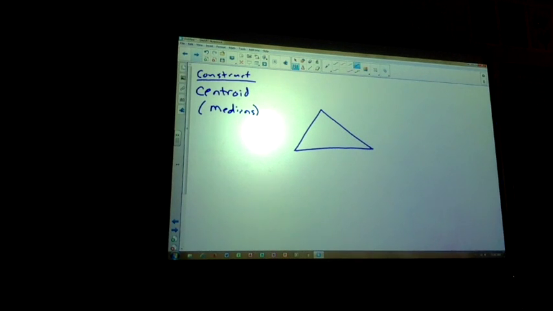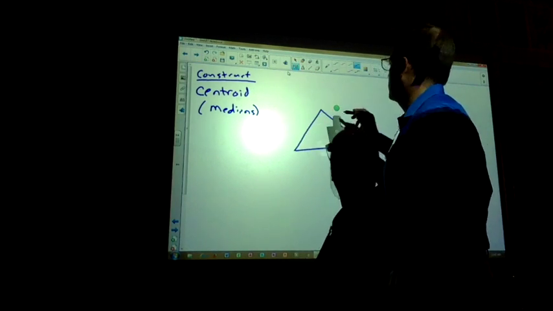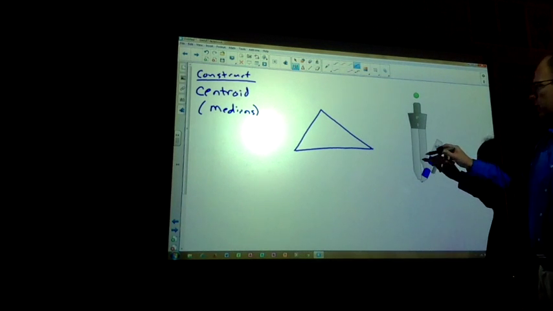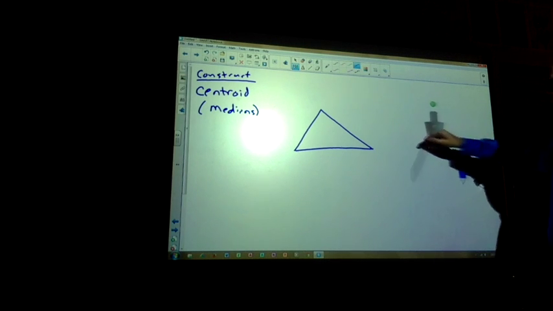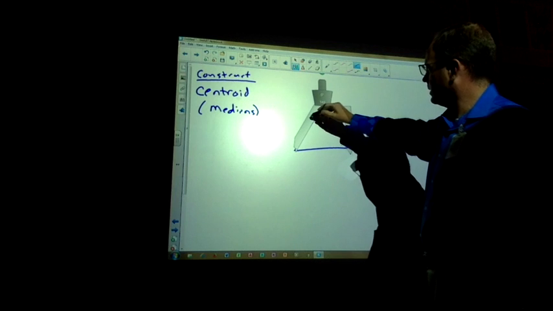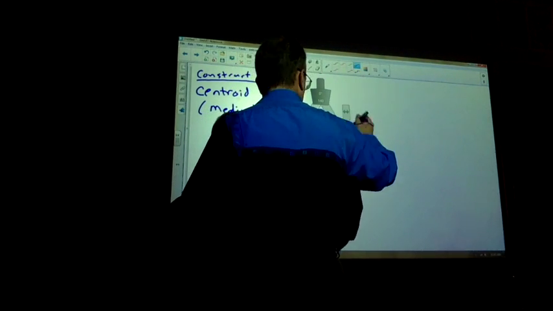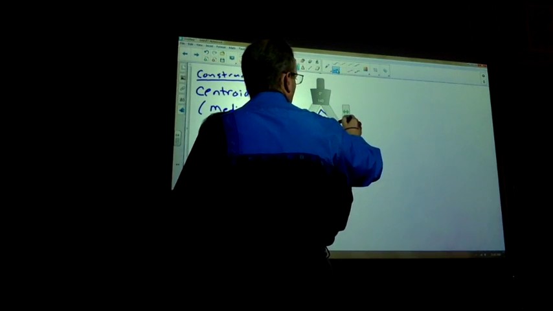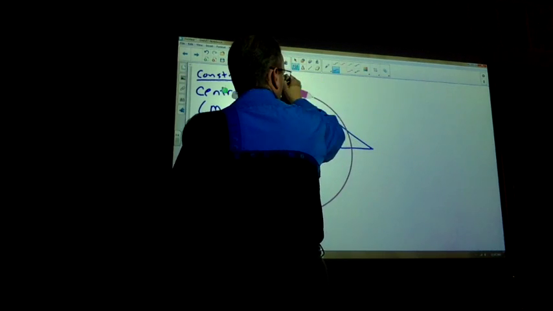Any thoughts on how I might find the center of any particular side with my compass? Okay, so you put the point on a vertex of the triangle. Open up your compass, stretch it a bit, more than halfway, and then you draw your arc. All right, draw my arcs. Let's change the color so I can draw kind of a big arc.